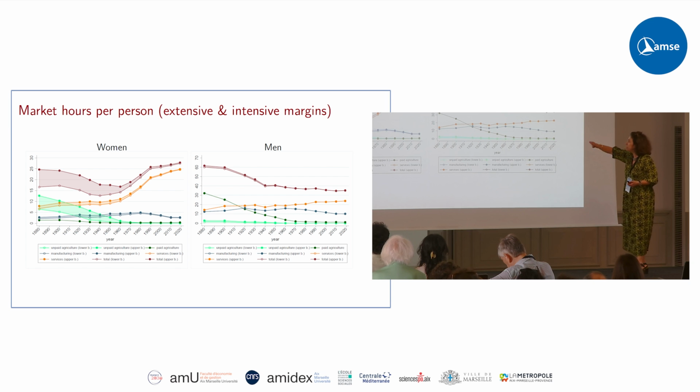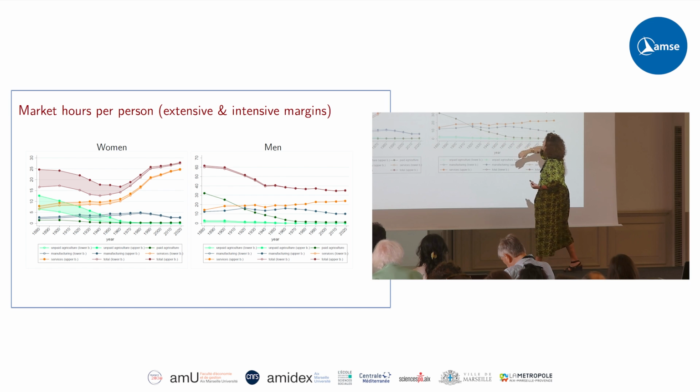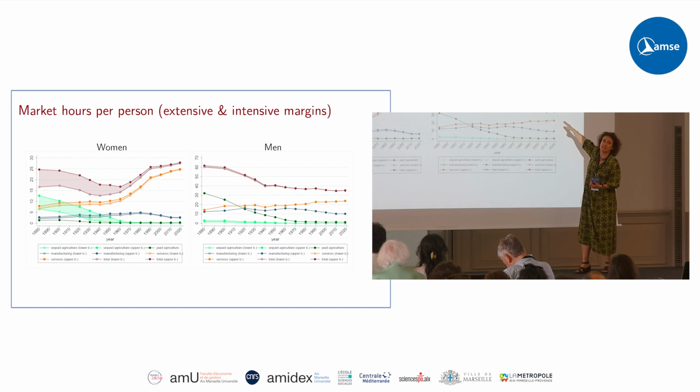For men, there isn't any U, for the reasons I've said before, and also there is very little uncertainty between the upper and lower bound, because there is very little unpaid work in agriculture. There is a monotonic decrease in working hours from about 60 to about 35 these days, okay?